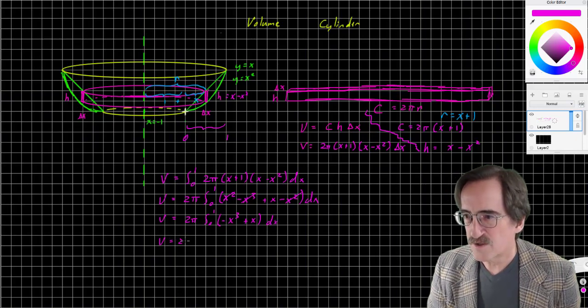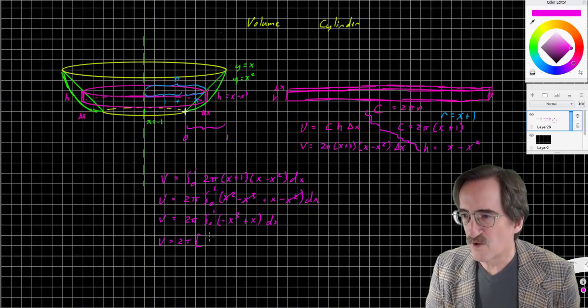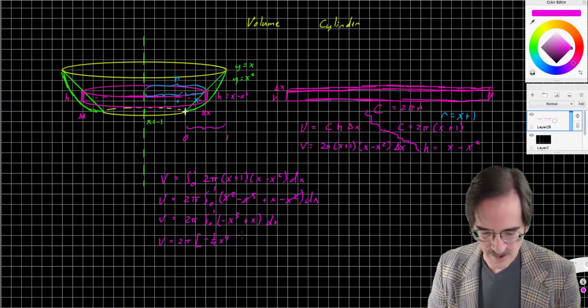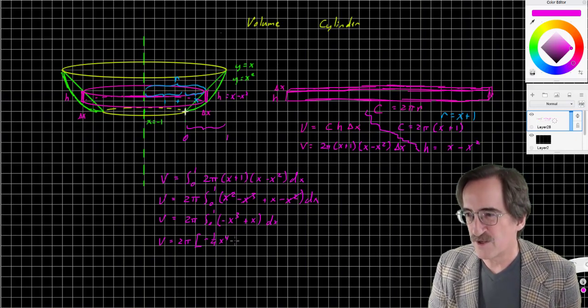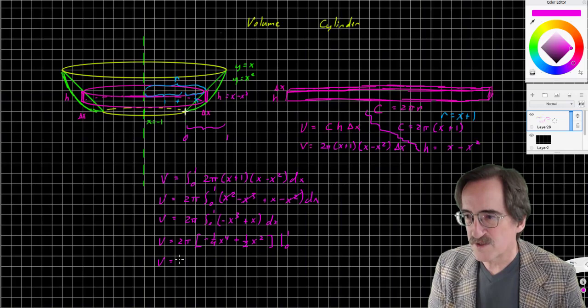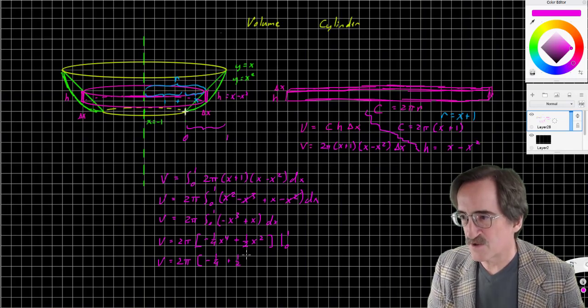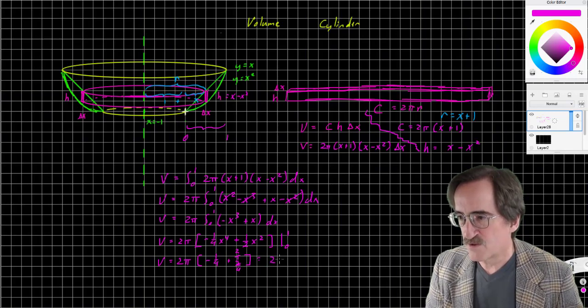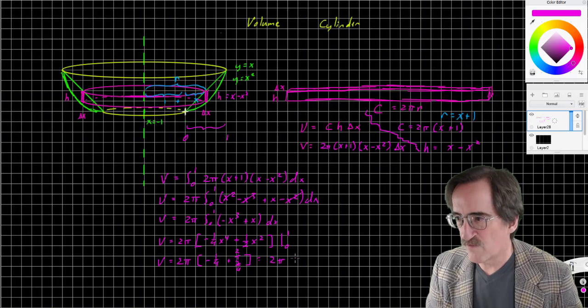Now let's integrate. 2 pi times, x to the fourth over 4, so negative 1/4 x to the fourth, plus 1/2 x squared, from 0 to 1. Luckily, 1 is real easy to substitute. Negative 1/4 plus 1/2, and inserting 0 just results in 0. So think of this as 2/4, and this is 2 pi times 2/4 minus 1/4, or 1/4, which is pi over 2.